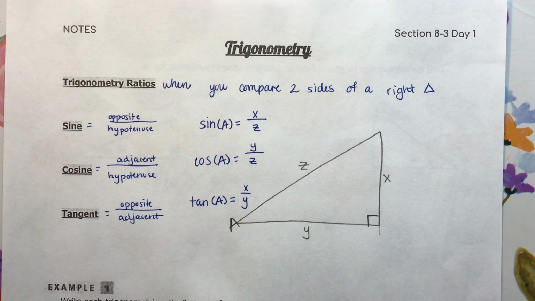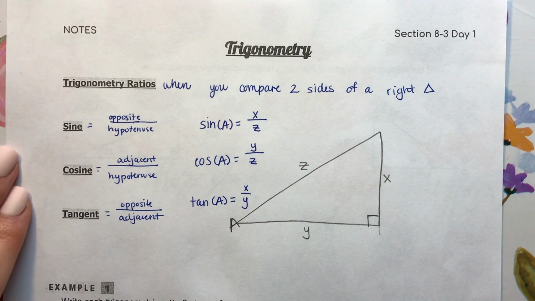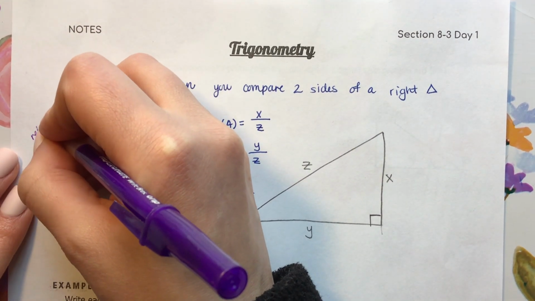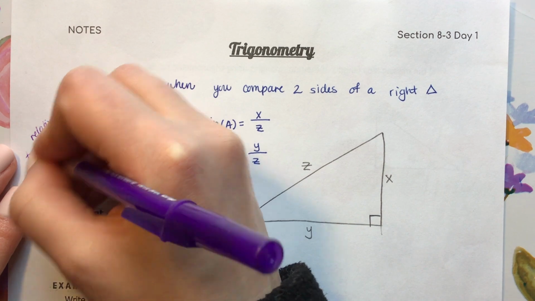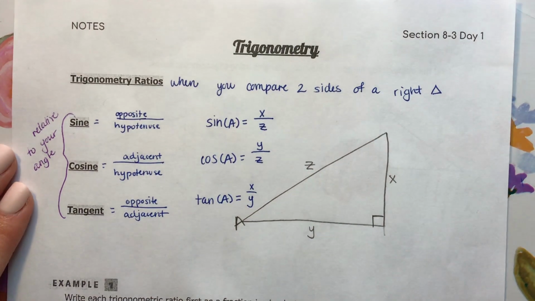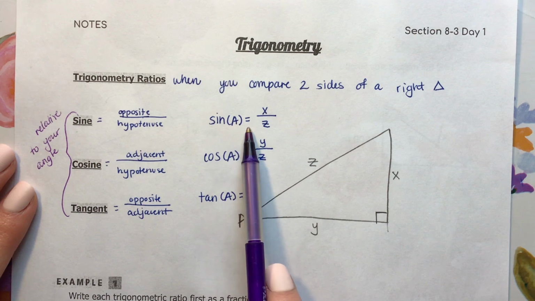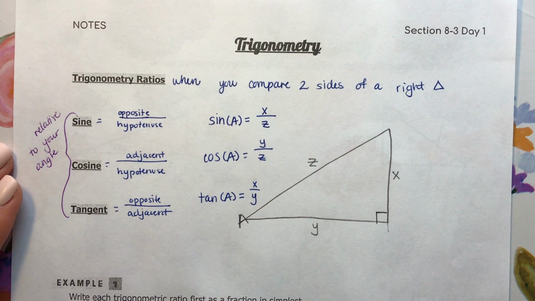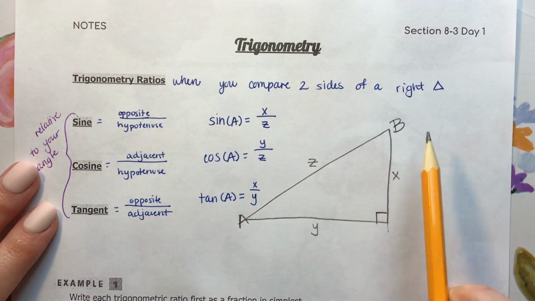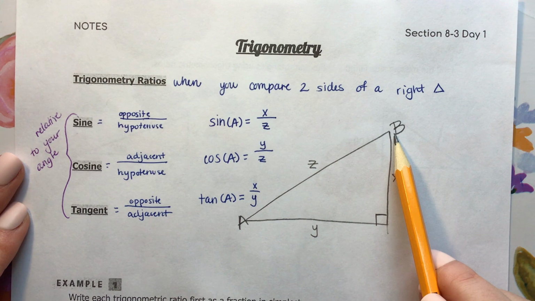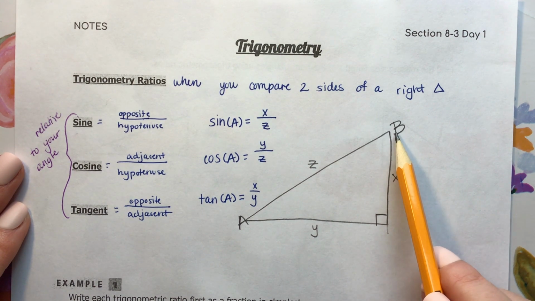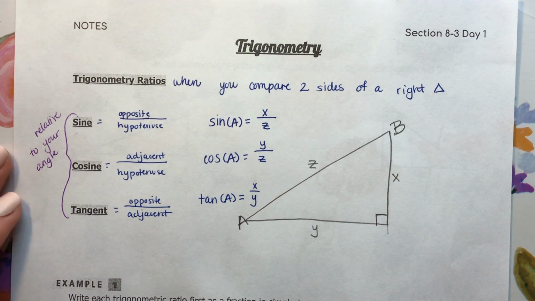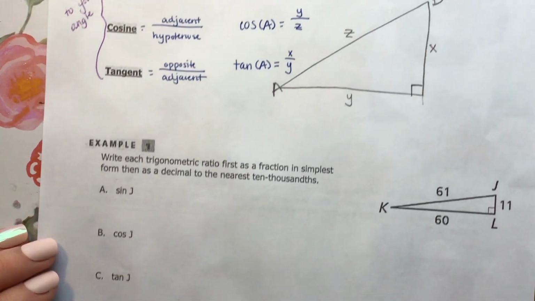Now here's what I want you to know about these trigonometric ratios. It is relative to your angle. So just because the sine of A is X over Z does not mean that if I were to put, I don't know, angle B up here, the sine of A is the same thing as sine of B, because the opposite side from B is now Y, while the hypotenuse is still Z. Let's put this into practice in this next example.